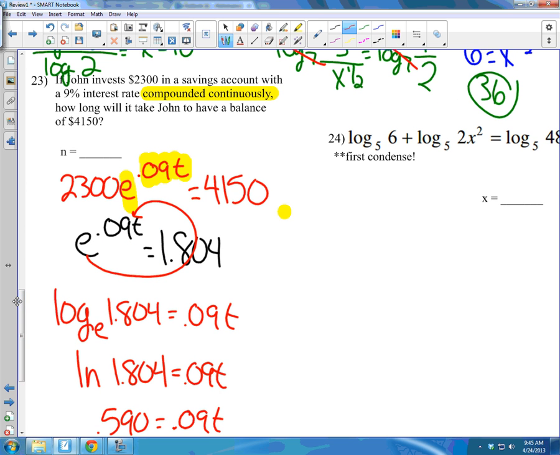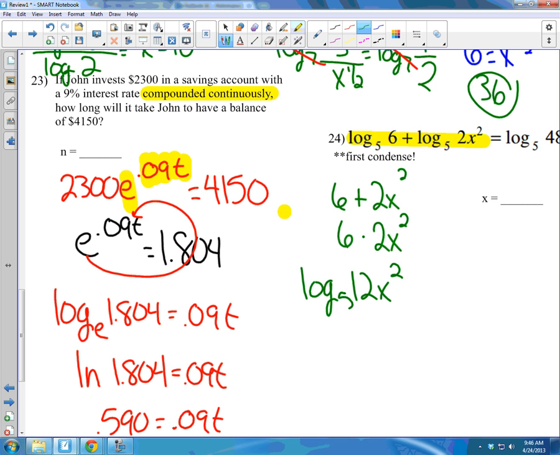All right, final problem. There's no constant, so I won't be looping, but I can't solve until it's 1 log on one side, 1 log on the other. So I will have to, again, condense this side down. So ignoring the logs, the 6 plus 2x to the second power will become 6 times 2x to the second power, which is 12x to the second power. That's condensed. I'm going to bring my log back.